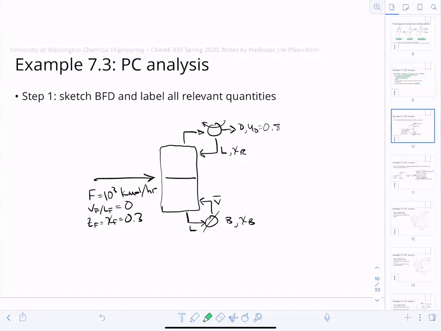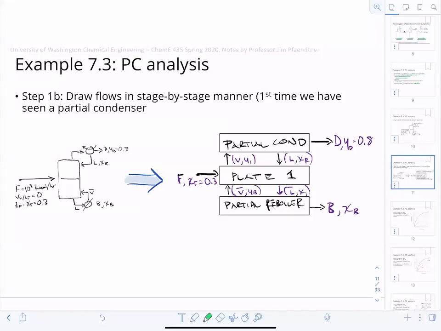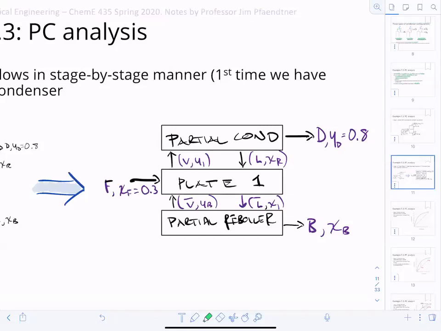What I'm going to do now is draw each equilibrium stage and show the flows going in a stage by stage manner. So let's just make sure we're all on the same page here. We're going to assume that plate one is the feed plate because that's the only place that we would really conceivably put the feed in. We know it's a saturated liquid, so instead of Z, I'm able to write X.